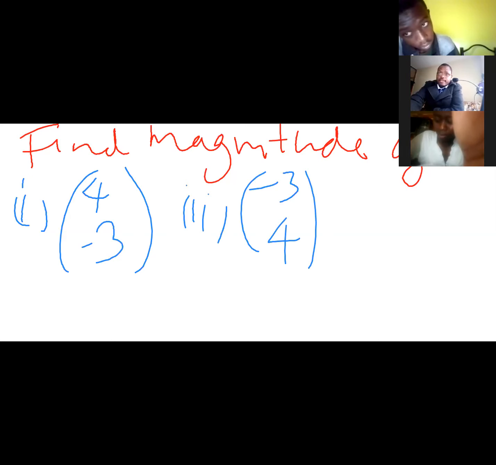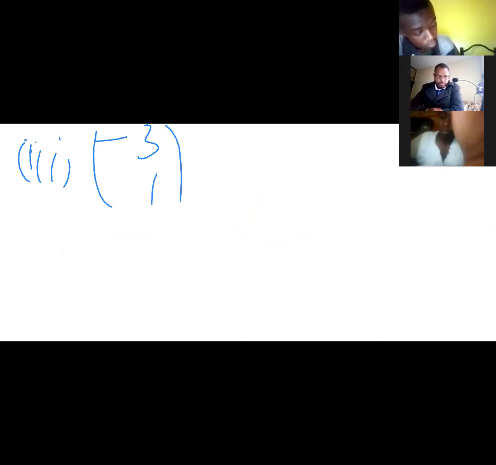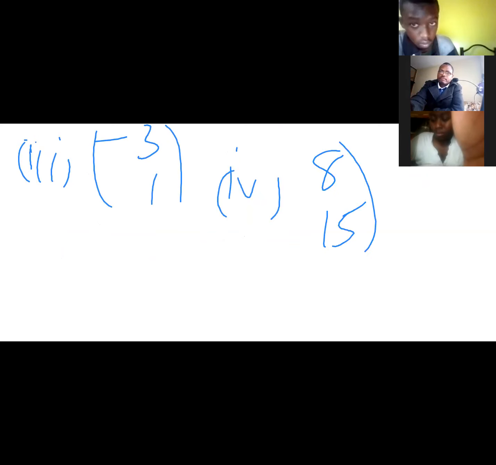And then number 3, (negative 3, 1). And then 4, (8, 15). Find the magnitude of those vectors.